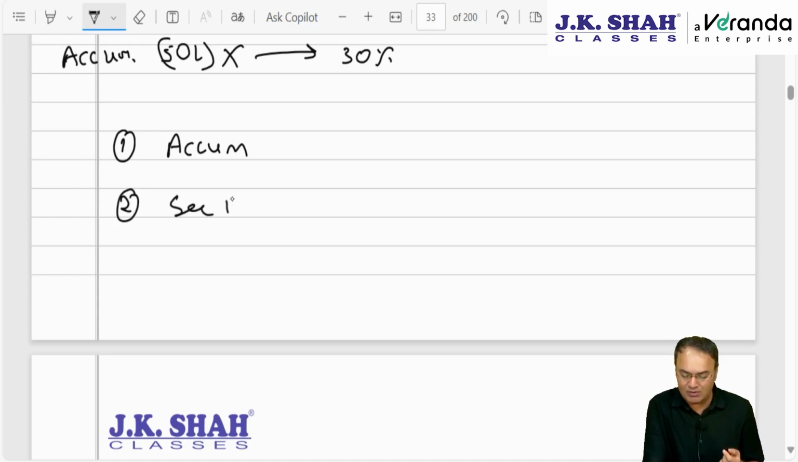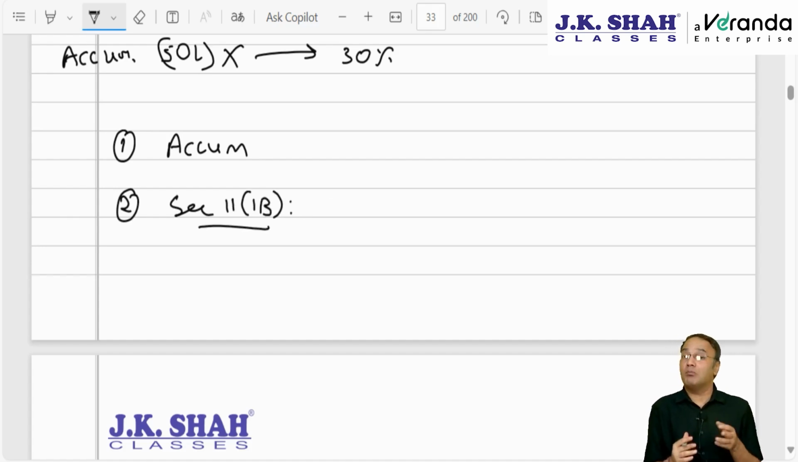Next is income covered by section 11(1)(b). 11(1)(b) means two things. If you recollect, 85% is required to be applied. By what date is it required to be applied? Answer: it is required to be applied towards approved objects by the end of the previous year, by 31st March of the relevant previous year.